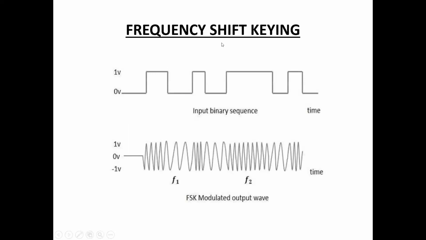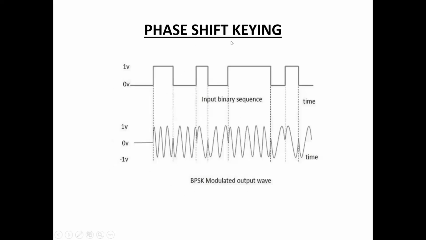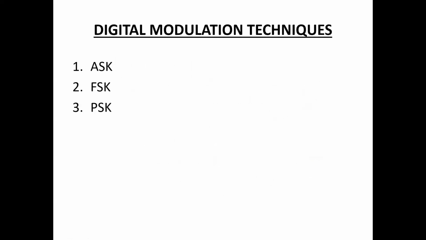The difference between frequency shift keying and phase shift keying: in phase shift keying, we are changing the phase by varying the sine and cosine inputs at a particular time. This waveform is changed by using the sine and cosine inputs. So these three are the digital modulation techniques used to convert digital signal to the analog signal: amplitude shift keying, frequency shift keying, and phase shift keying.